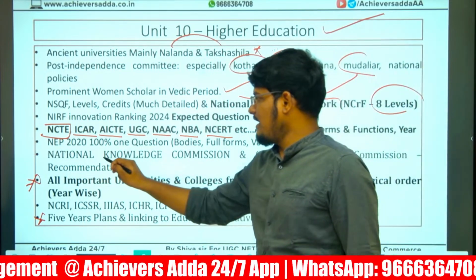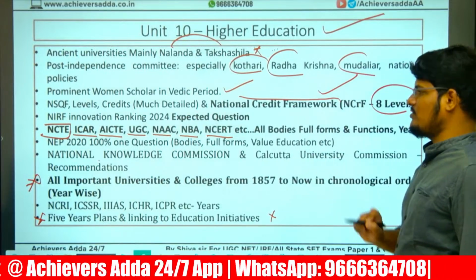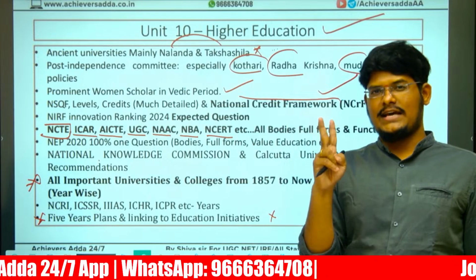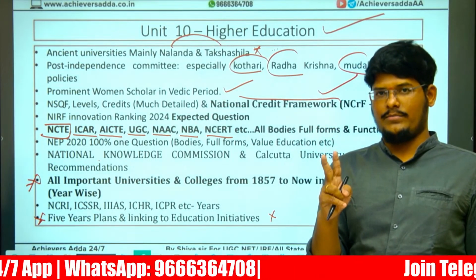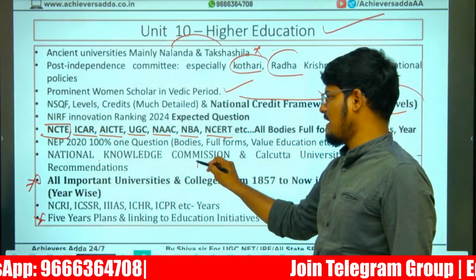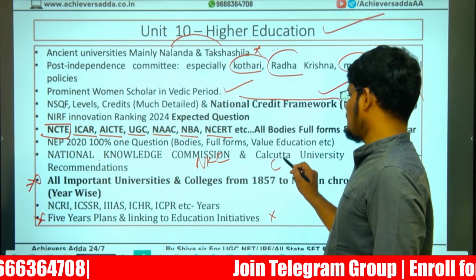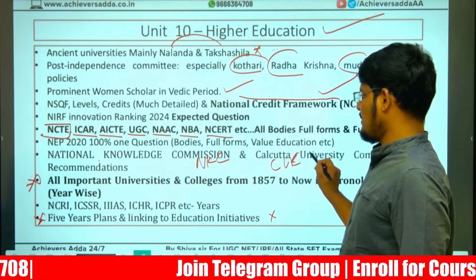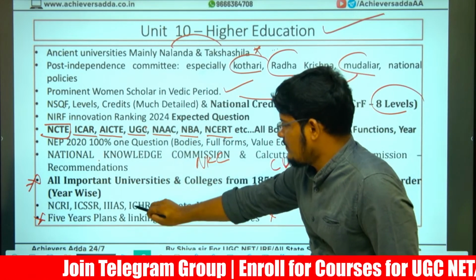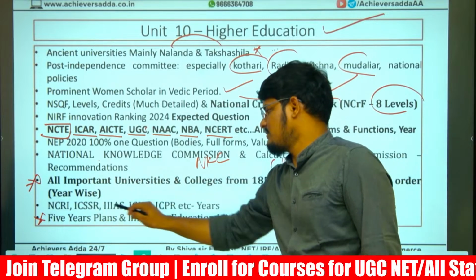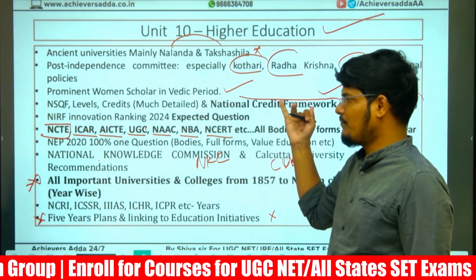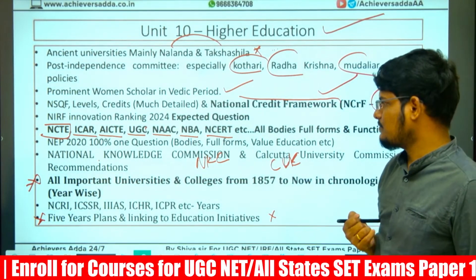Next, National Knowledge Commission and Calcutta University Commission. These two commissions' recommendations they ask repeatedly in question papers. Not every time, I would say, but repeatedly they are asking. National Knowledge Commission, NKC, and Calcutta University Commission also they are asking. All these full forms and years, functions, parameters, headquarters.